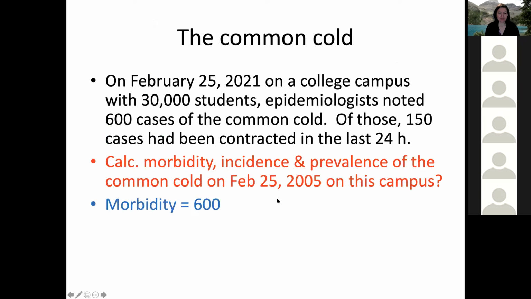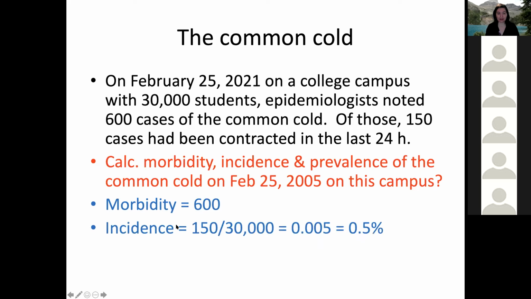And so we had this example, right? We had this example in the live stream session. So if you're coming from my online only sessions, this was an example where on a college campus of a total population of 30,000 students, there were 600 cases of the cold and 150 of those were new cases. So morbidity would be 600, incidence would be the new cases over the population times 100, right? Because you've got to make it a percentage. So this is the decimal fraction, and then if you multiply by 100, you get a percentage, 0.5%, and prevalence would be total cases over population, which gives you 2%.